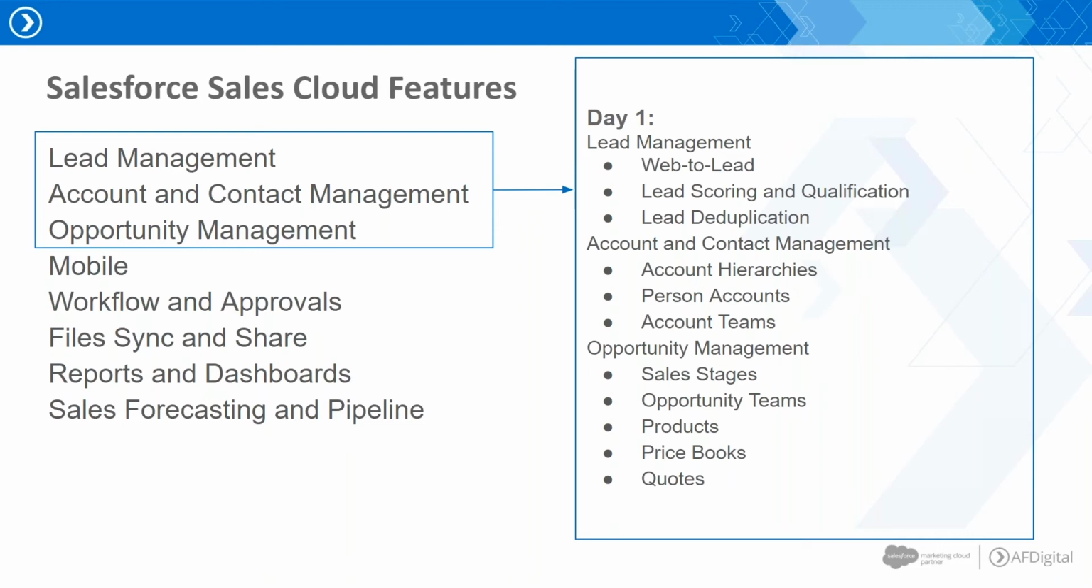Web to lead lets you create web to lead forms that capture information about your visitors to your website. While lead scoring and qualification, these are criteria or characteristics that will help your sales reps classify a lead by the degree of its willingness and readiness to buy from your company. Then for the lead deduplication, this defines what happens when a user views a record with duplicate or starts creating a duplicate record. So here we can minimize the duplicate records that we will input in our Salesforce app.